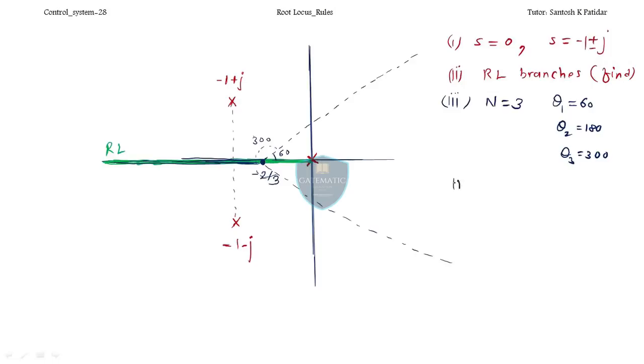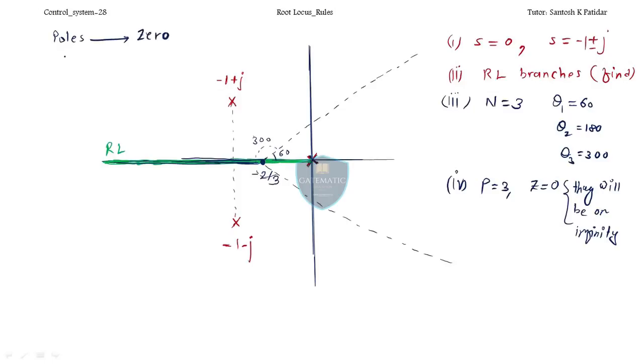Now how many poles you have, tell me. The poles are 3, and number of zeros are nothing, you don't have any zero over here, so they will be at infinity, or not? They will be at infinity. Means all these three poles will go to infinity. They have to meet the zeros. This is the foremost rule. All poles will go to the zeros. Poles will start their journey at k equal to zero. They'll terminate their journey at zeros where k equal to infinity. Okay, so this is all about this.